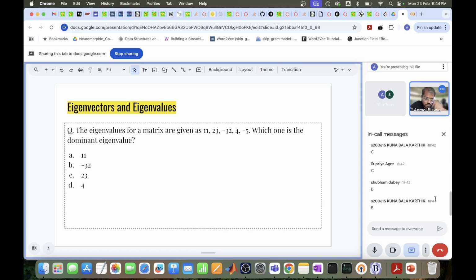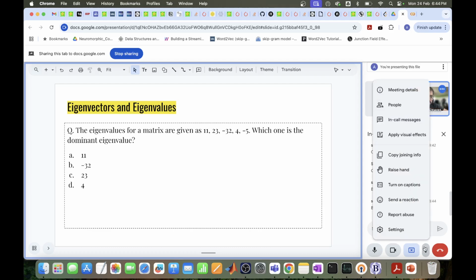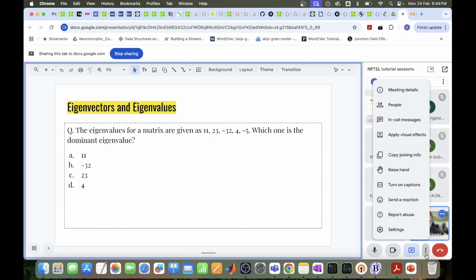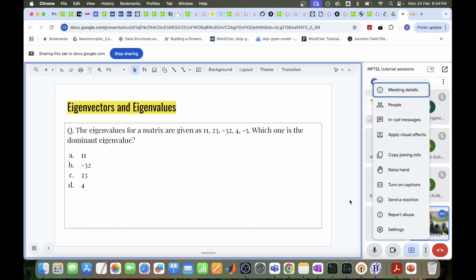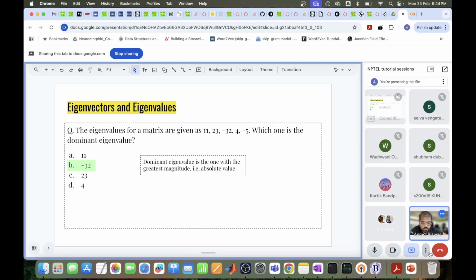Okay, so there's a couple of variants, it looks like, in the answers. So here's the thing: when you're talking about dominant eigenvalues of a matrix, what you care about actually are the absolute values. So you don't care about the signed values. You only care about the absolute values, which means that when you ask which of these is the dominant eigenvalue, the answer is actually minus 32. So minus 32 is the dominant eigenvalue because it has the highest absolute value.